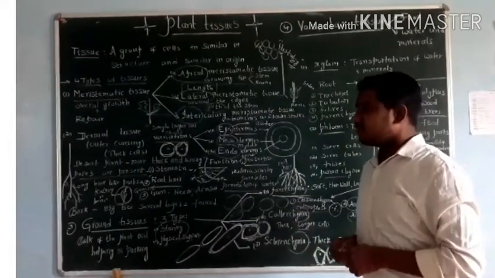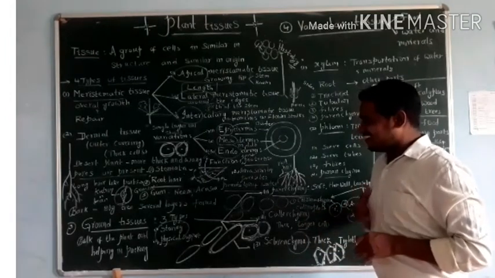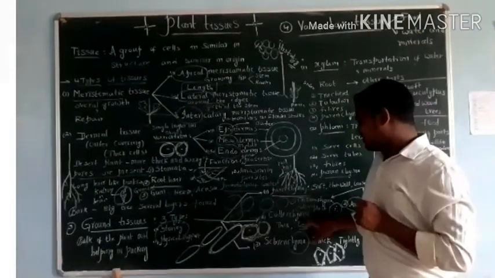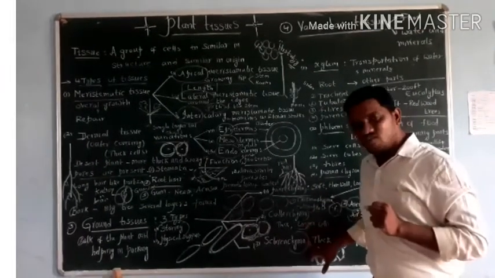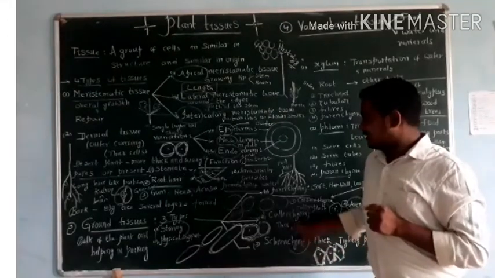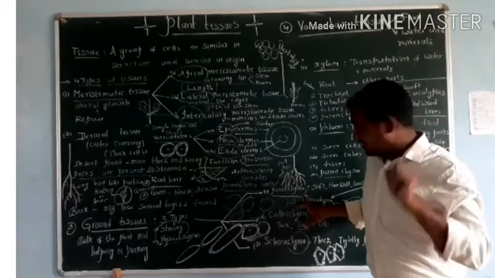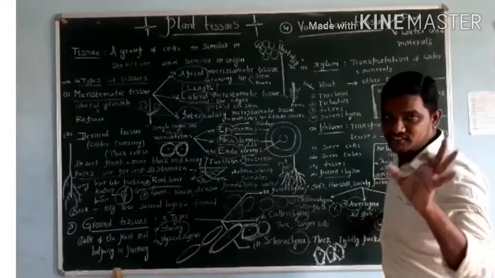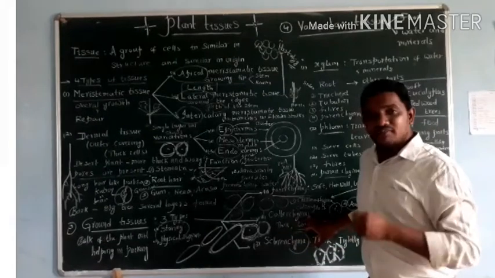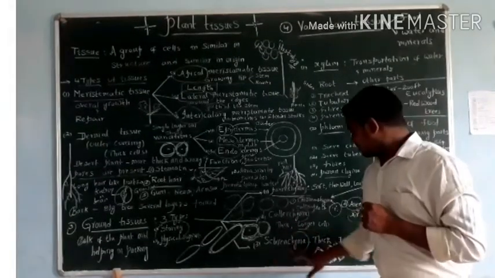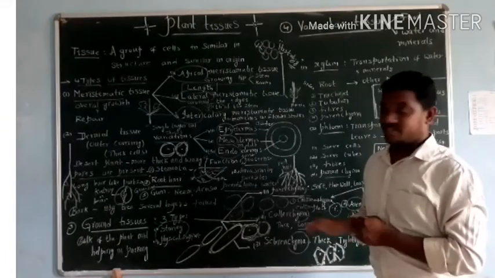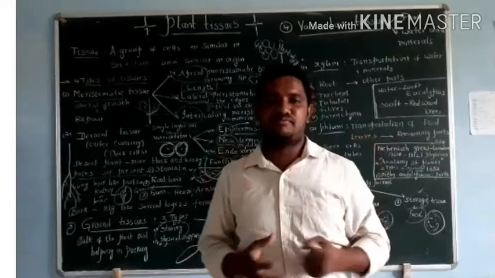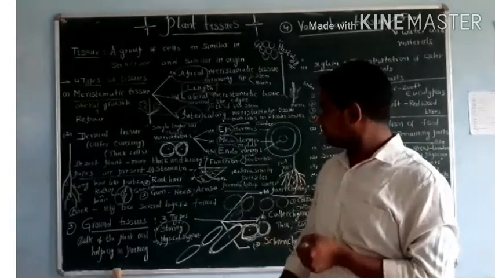Once again, there are three types of ground tissues: parenchyma, collenchyma, and sclerenchyma. Parenchyma again has three categories: chlorenchyma, aerenchyma, and storage tissue. Collenchyma has no categories of cells, and sclerenchyma has no categories of cells. Remember students, this is a very important ground tissue.